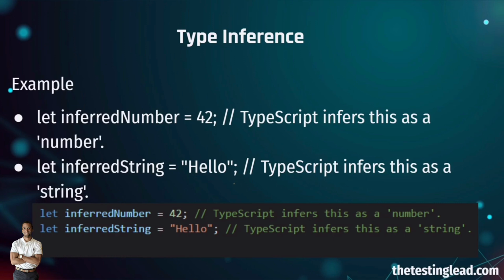Let inferred number equal 42. TypeScript infers this is a number. Let inferred string equal hello. TypeScript infers this as a string.